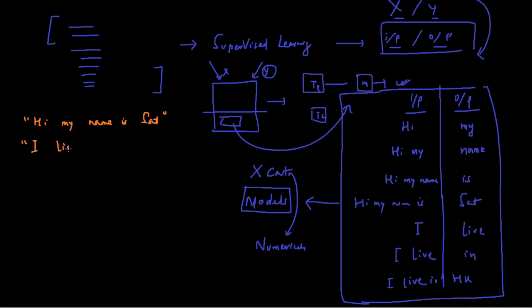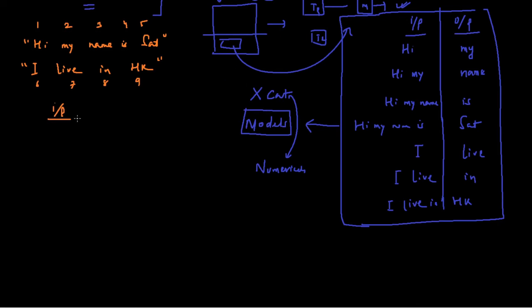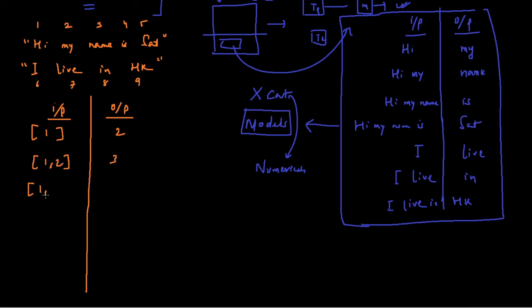I will name it as 1, 2, 3, 4, 5, 6, 7, 8, 9. Now how will my input and output look like? The first one, input is 1, output is 2. Second one, input is 1, 2, output is 3. Third one, input is 1, 2, 3, output is 4. Fourth one, input is 1, 2, 3, 4, output is 5.